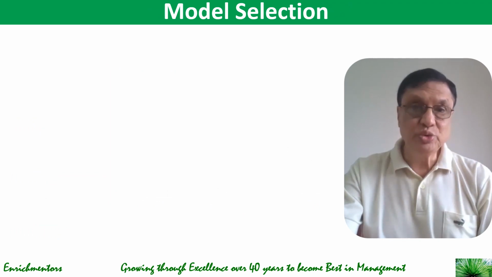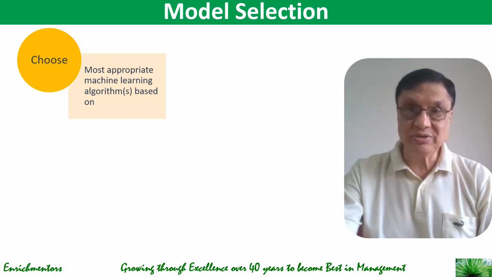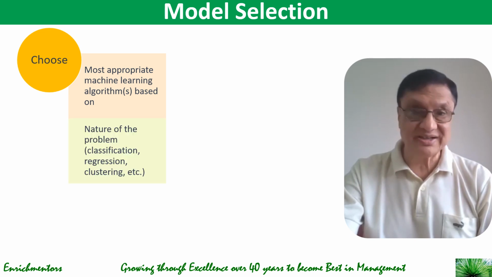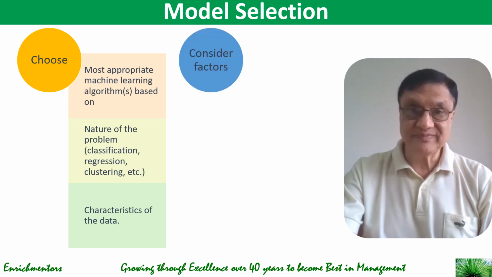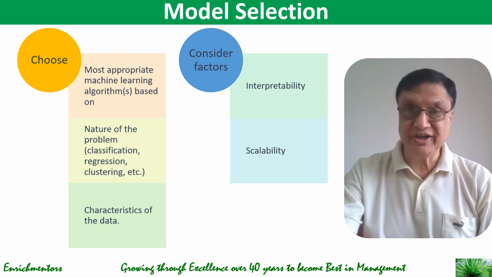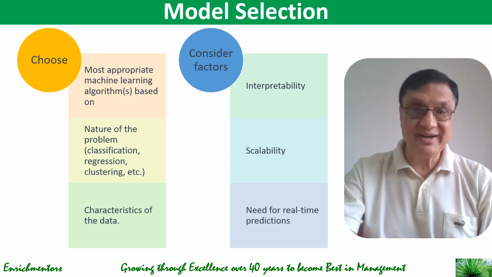Then you need to choose the most appropriate machine learning algorithm based on the nature of the problem. It could be a classification, a regression, or clustering, and also the characteristics of the data. And while doing that, consider factors such as interpretability. How well can you interpret the data? Scalability. Is it applicable for all kinds or scales of data? And the need for real-time prediction. So that's what decides your model selection.